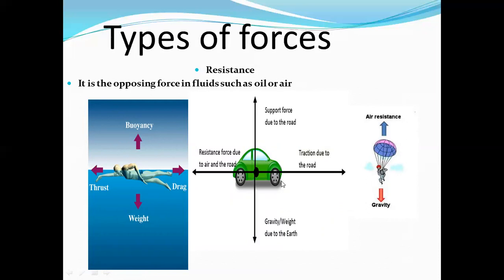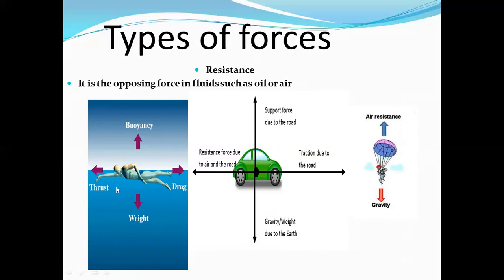Similarly, if a car is moving on the road, the friction, that is the air resistance, will be shown in the backward direction. If the car is moving in the forward direction towards the right, resistance will be shown in the backward direction. Over here, the person is swimming in water.